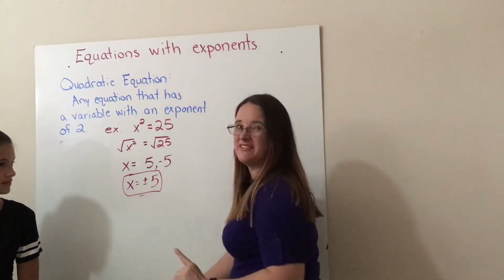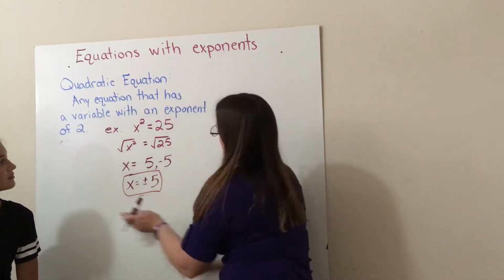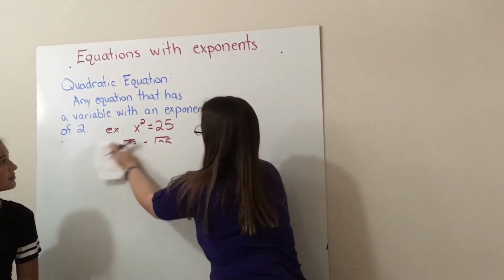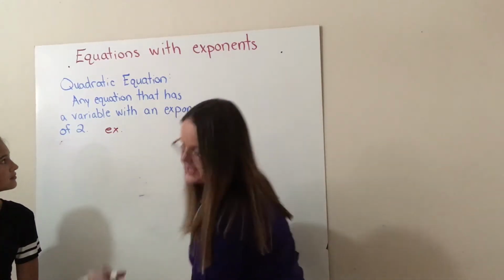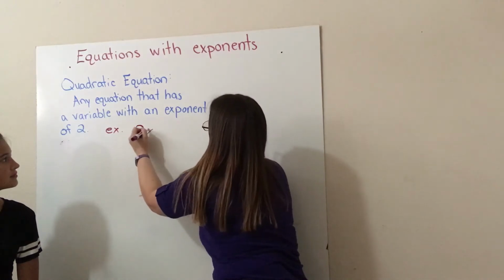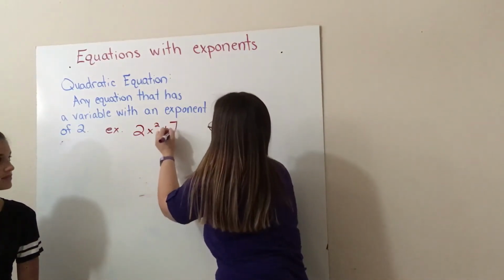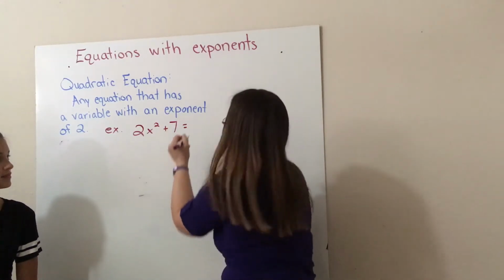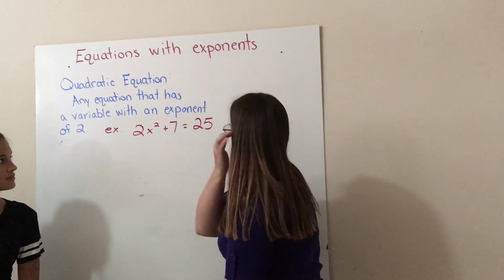Okay, I'm going to give you a little bit of a tougher example here. Get rid of this one so we have space. We have 2x squared plus 7 equals 25. And I'm going to go ahead and do this one first without Kalan.